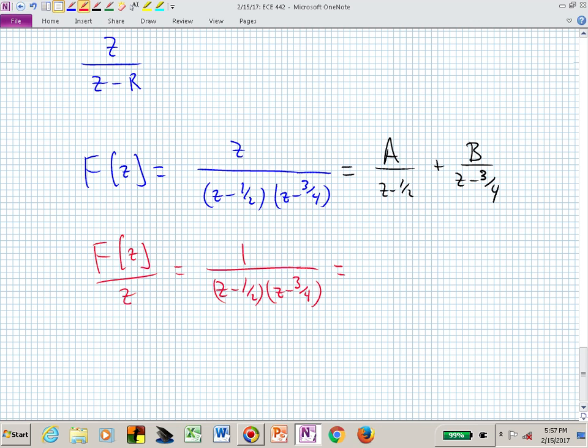Now we can partial fraction 1 over z minus 1/2, z minus 3/4 to find the unknown coefficients, let's say a bar and b bar, and once we have a bar and b bar, then we can multiply both sides through by z again, and we'll have the structure that we want.